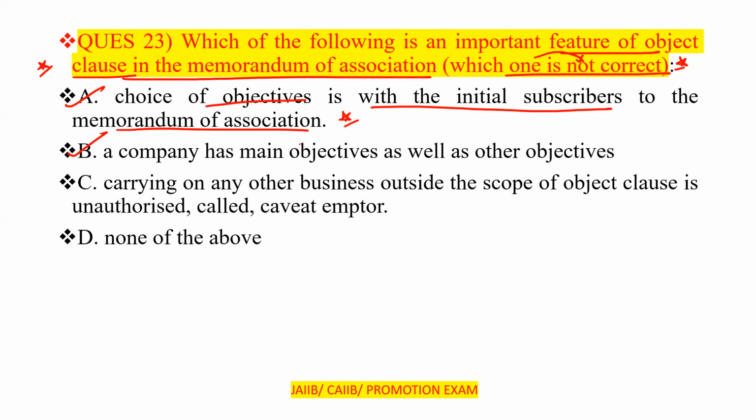Third one: carrying on any other business outside the scope of the object clause is unauthorized, called the caveat emptor. So what is to be called ultra vires, which we will cover later. So option C will be the answer here, as that is not correct.